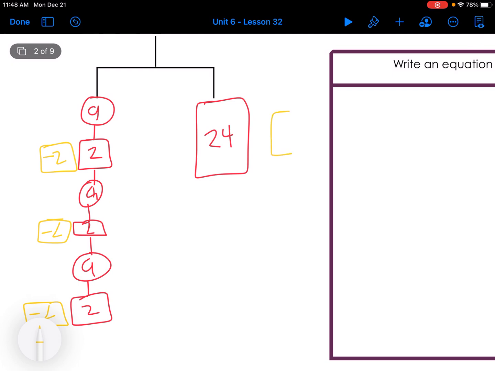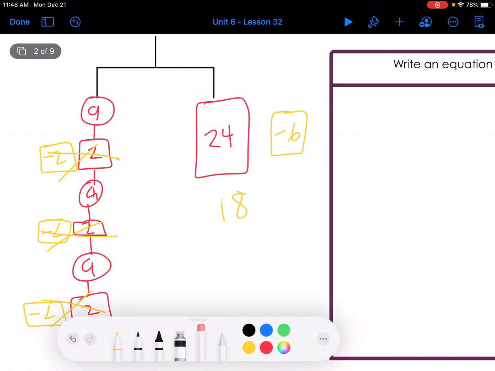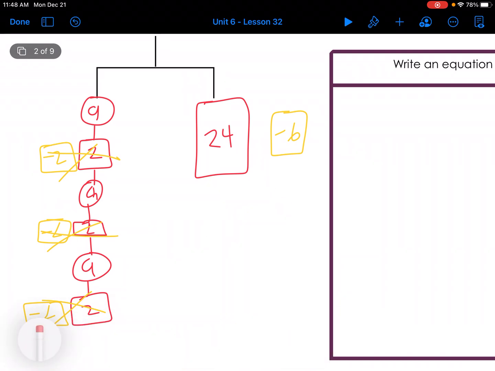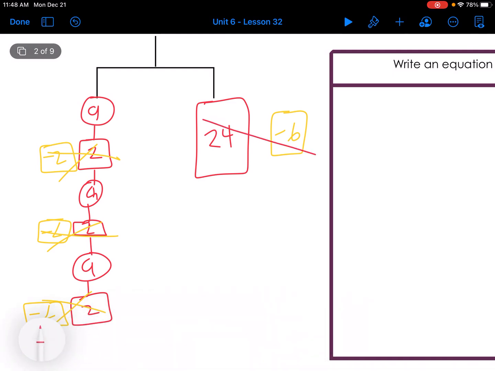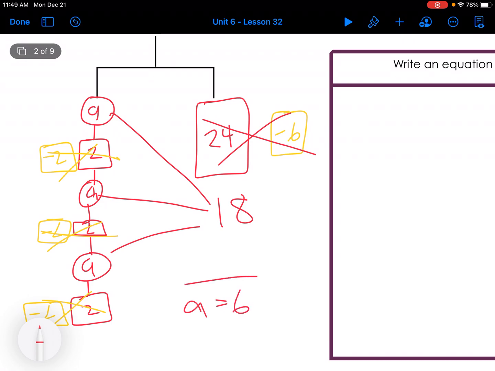So that's a -6. Signs are different, so I have to subtract, and I get positive 18. Oops, can't use yellow. Yellow is negative. Positive 18. All right, and then I'm splitting it into 1, 2, 3 groups, so A equals 6.